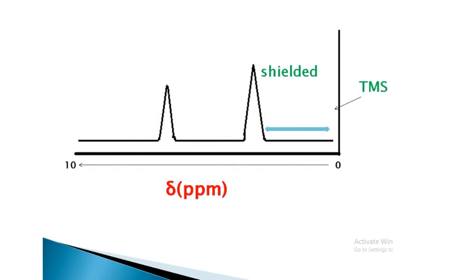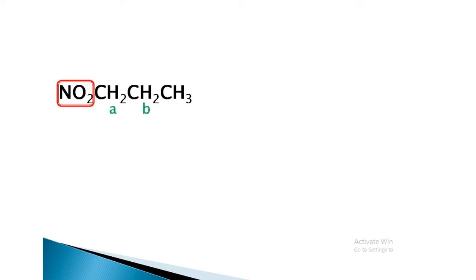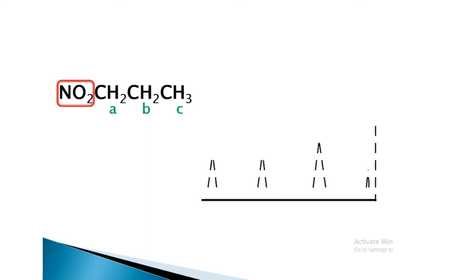So from now onwards, we are going to see a TMS peak in all our spectra. Let us look at another example here. There is a very electronegative NO2 group here, which means this would be an A-type hydrogen that is close to the NO2 group, this would be the B-type hydrogen, and this would be the C-type hydrogens. So far in our rough sketch of the NMR spectrum, we will see three peaks.